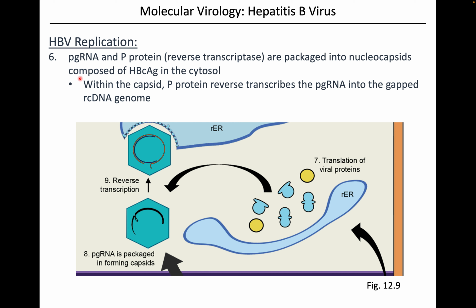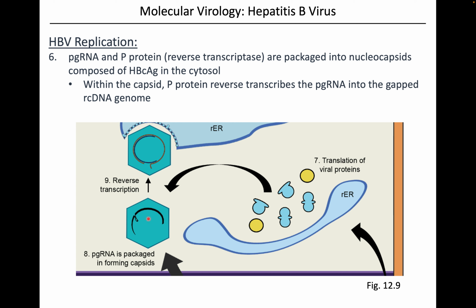So here's our pregenomic RNA, right? It actually leaves the nucleus. It gets packaged up by the capsid protein to make our nucleocapsid, but obviously this is not the genome form that we want to have in our virions, so we need to convert that into the partially single, partially double-stranded circular genome. And as I mentioned, we're going to do that through reverse transcription.